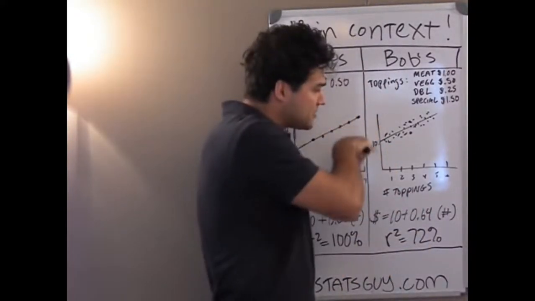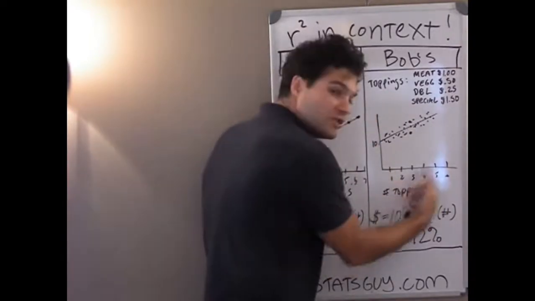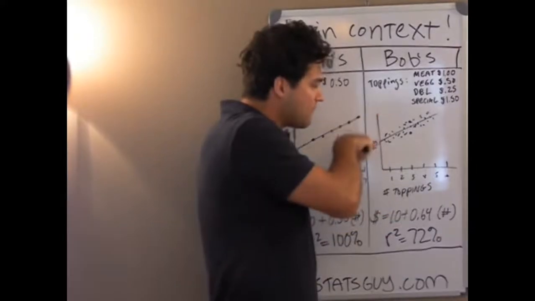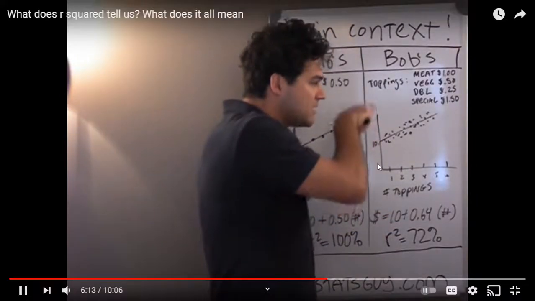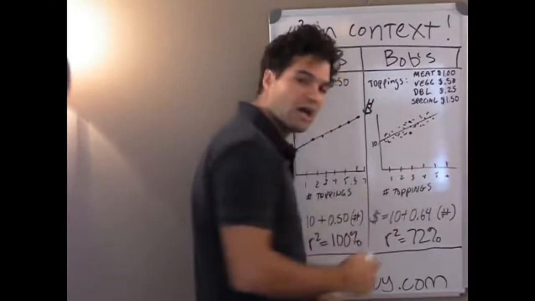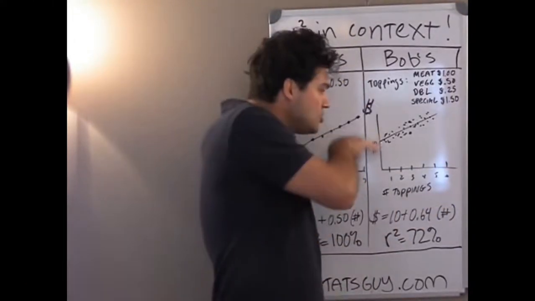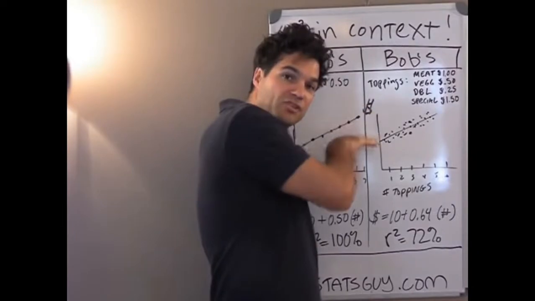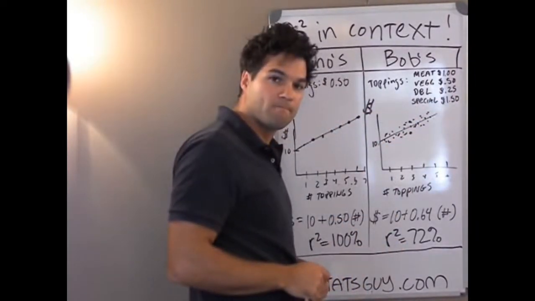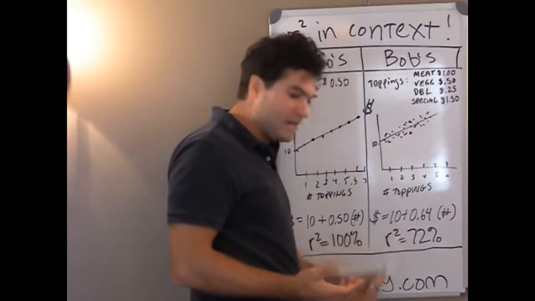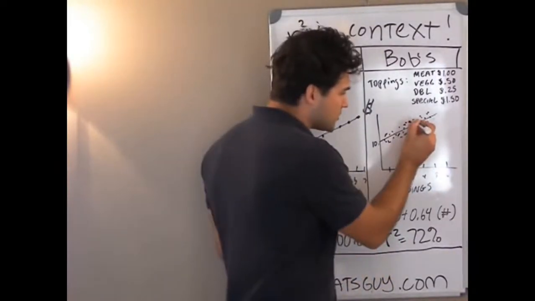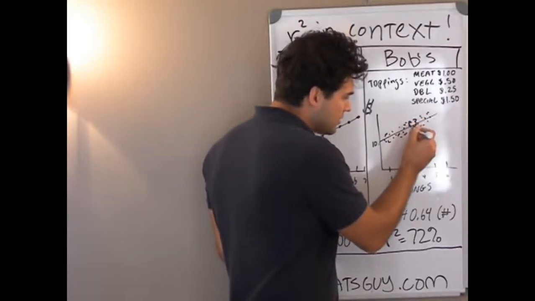72% of the price differences can be explained by differences in the number of toppings. 72% of the variability in price can be explained by variability in number of toppings. 72% of price differences can be explained by the model. That's the R squared. What about the other 28%? The other 28% are in the residuals. The residuals are the unexplained.